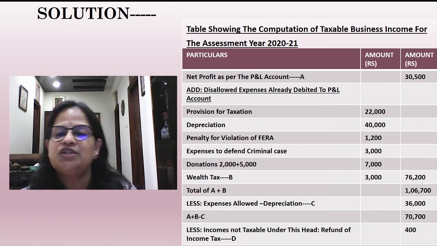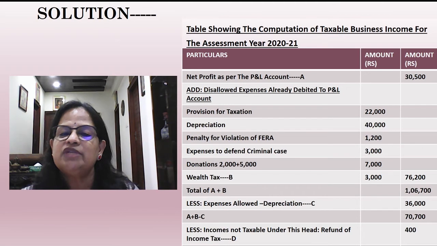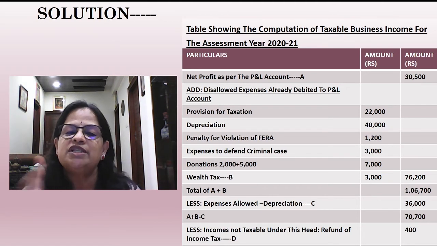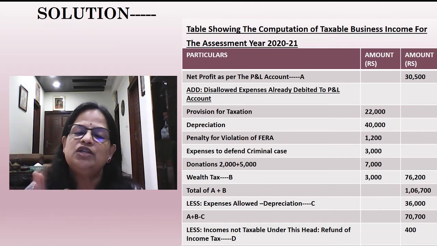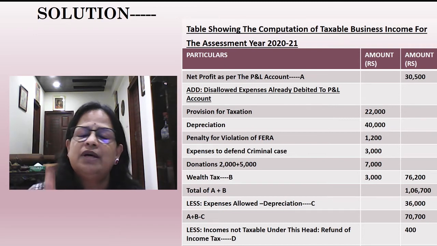Foreign Exchange Regulation Act penalties are not allowed. Expenses to defend a criminal case are not allowed. Donations, both the values 2,000 and 5,000 are mentioned, and they are not allowed. Actually, the contribution to RPF is allowed, but donation or contribution to an unrecognized provident fund is not allowed.